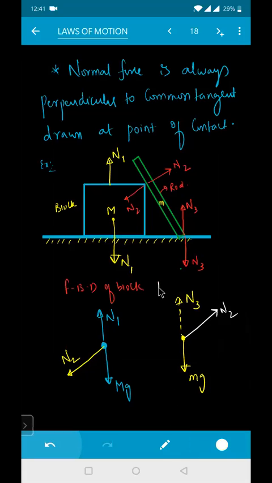Is it clear for me? So this is your FBD of your rod, and this is your FBD of your block. Is it clear for everyone? Any doubt? Please let me know.